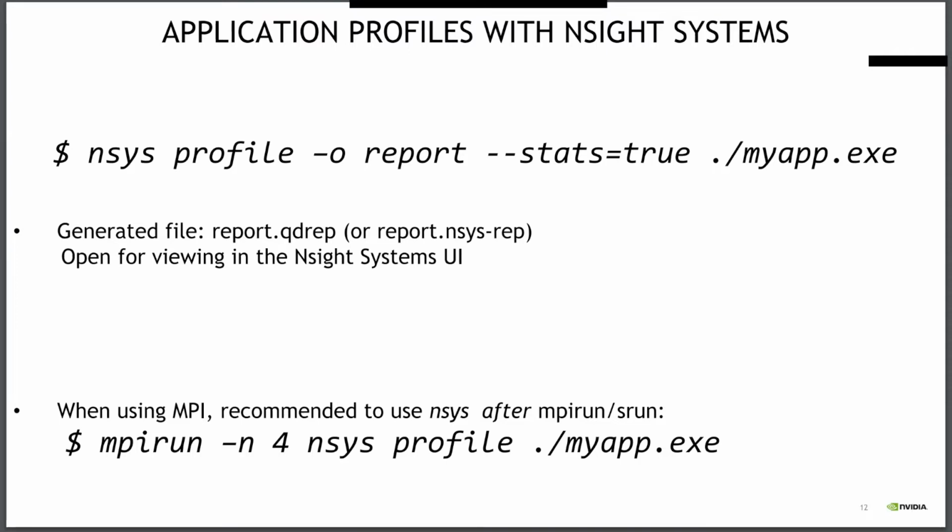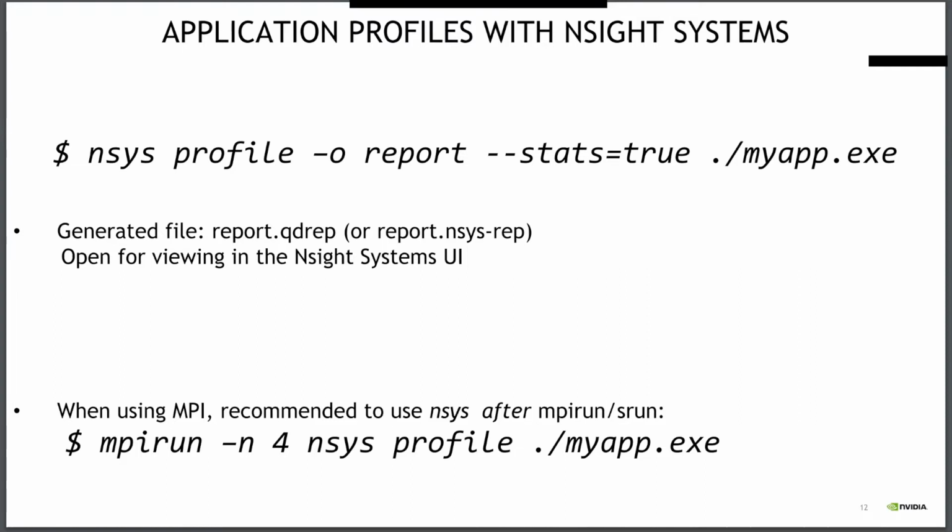The --stats=true flag is going to print some summary statistical information right on the command line, some high-level information like the SM or core utilization, even the memory utilization. I generally keep that on so you can get a sneak peek of how things are running before you load it into the user interface. And then finally, of course, you need to invoke the actual application.